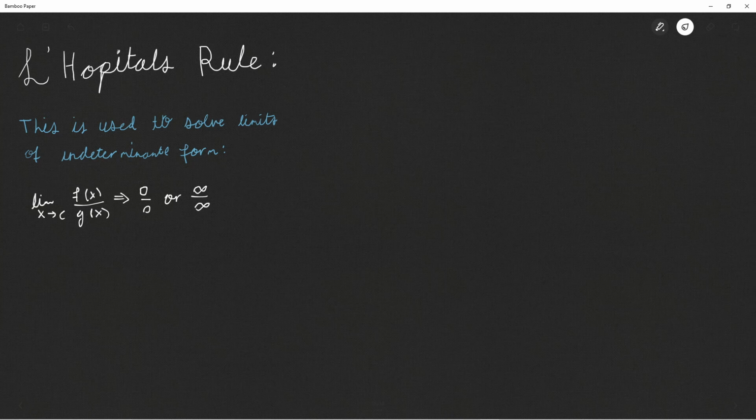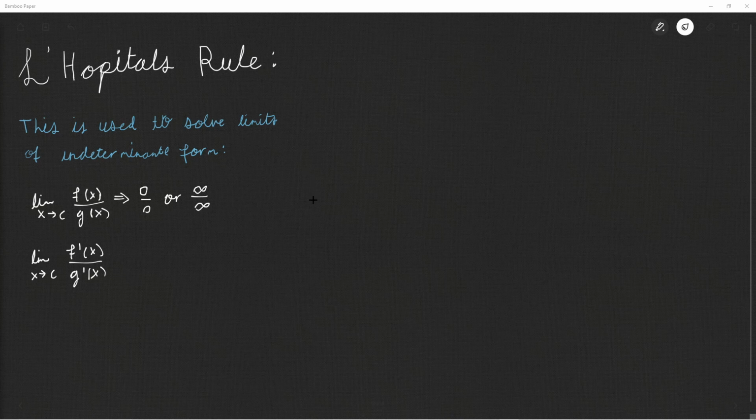So the way that L'Hopital's rule works is when we get a function divided by a function and it results in 0 divided by 0 or infinity divided by infinity, we need to take the limit again as x approaches c still, but instead of f of x and g of x, we're going to do f prime of x and g prime of x. So we just take the derivative of the top and the bottom.